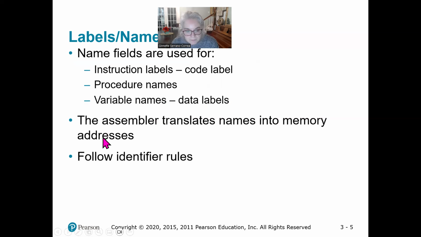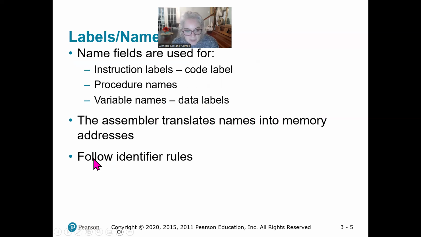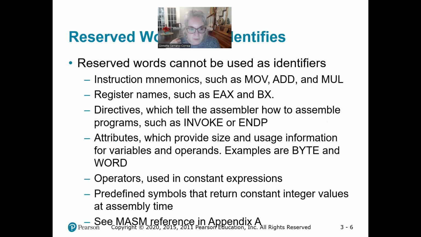And then we're going to follow what's called the identifier rules. To be able to create this word start or main or variables, just like in high level languages, we have rules that we have to follow. So for example, in C++, identifiers can start with letters or underscores. You can have letters, underscores, and numbers. In Java, they can start with letters, underscores, and I believe the dollar sign. And then they can have numbers in between, but they can't start with a number.